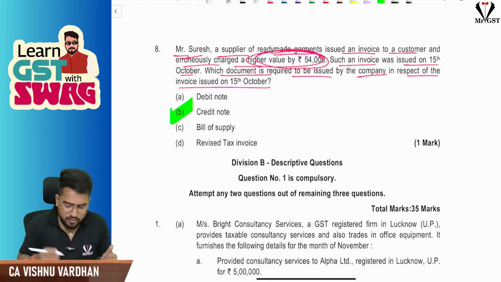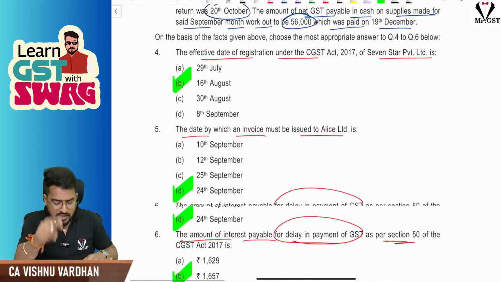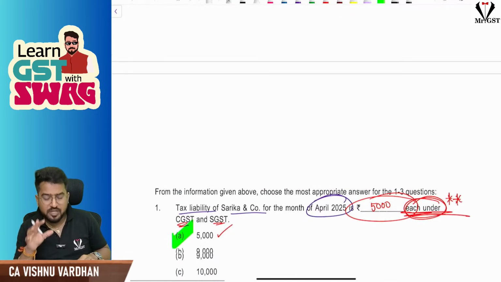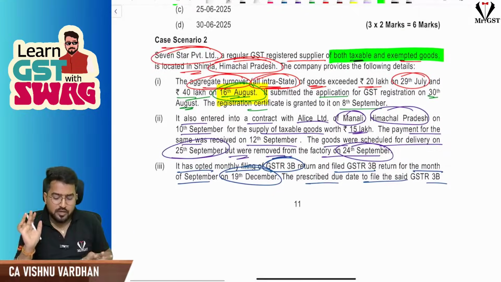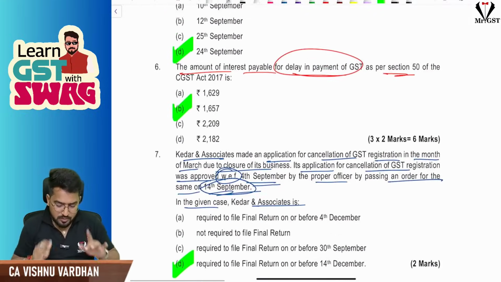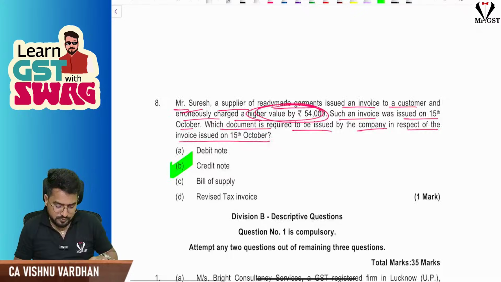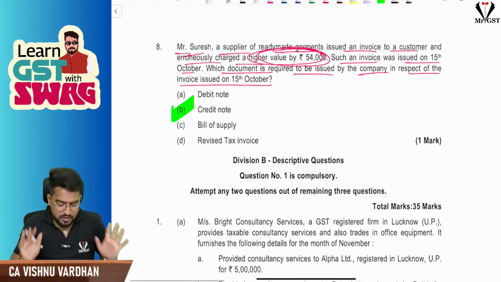Everybody, credit note, simple. So in the chat box, let me know how many marks you got out of 15 here. Please let me know in the comment box. Okay, so that is the MCQ part, 15 marks over.